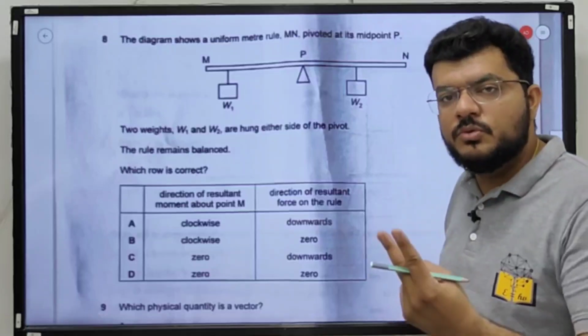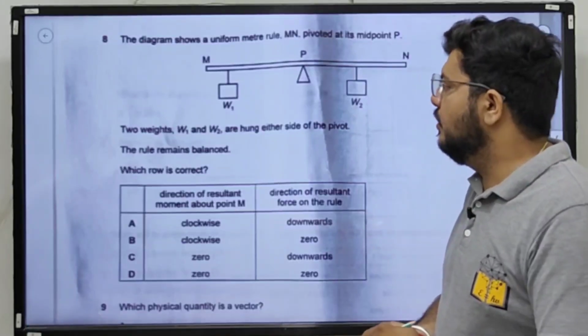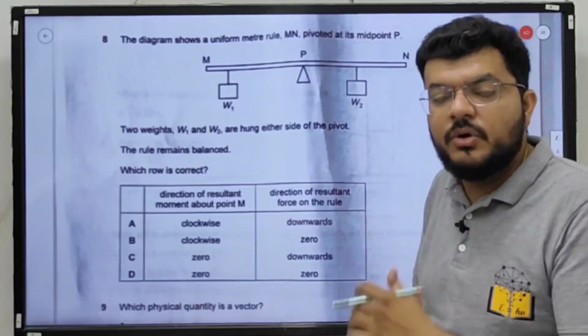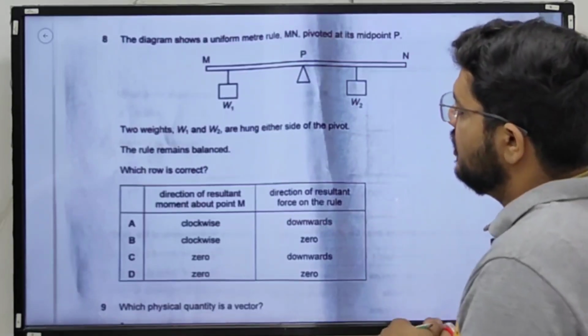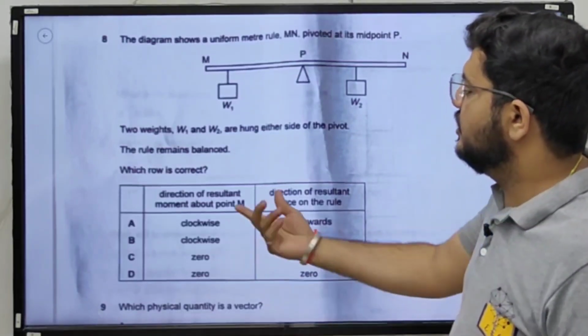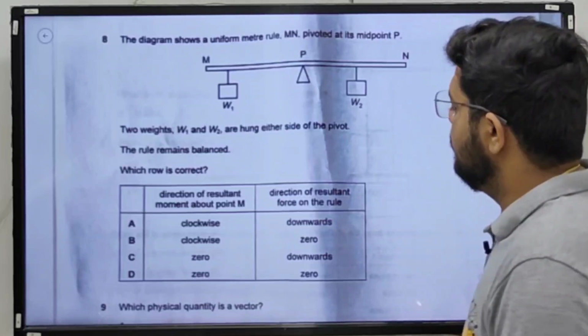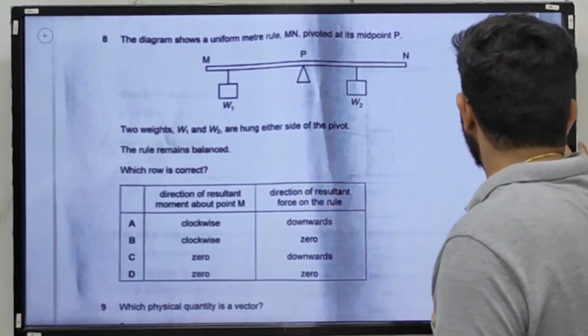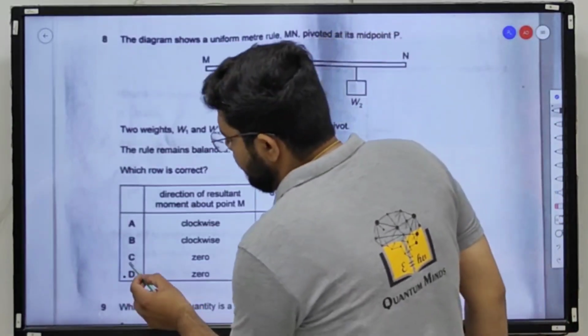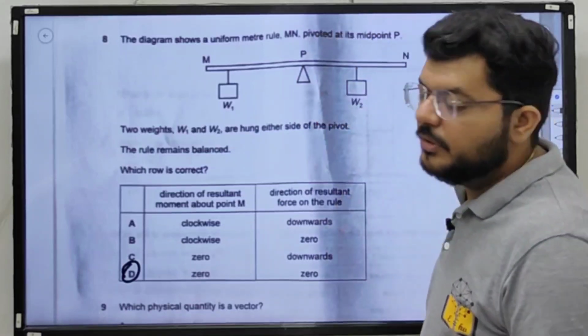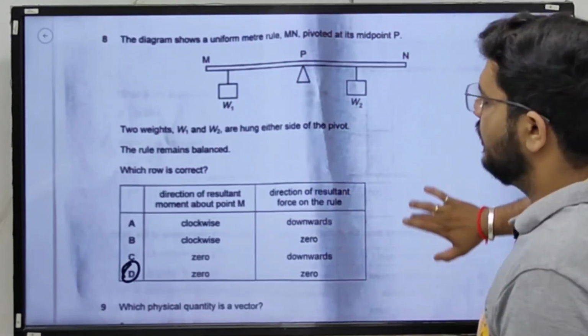For equilibrium, two things are compulsory. The net moment must be 0 and the net force must be 0, right? So the resultant moment about the point M is 0 and the resultant force on the rule must be 0. Otherwise, this will not be an equilibrium. So option D is the correct answer.